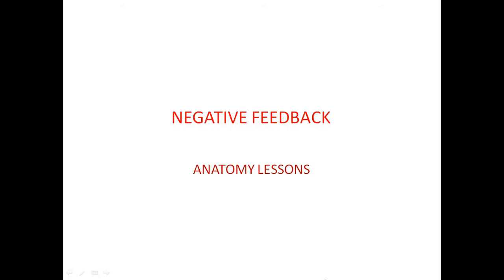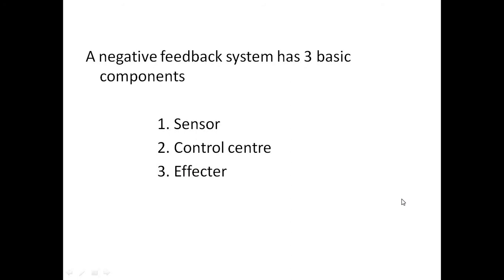For example, if the body temperature deviates from its normal set point, either to a decreased value or an increased value, it again attains its normal range, and this process occurs by the negative feedback system. So let's move to what I have written here. The negative feedback system has three basic components, through which it achieves negative feedback.